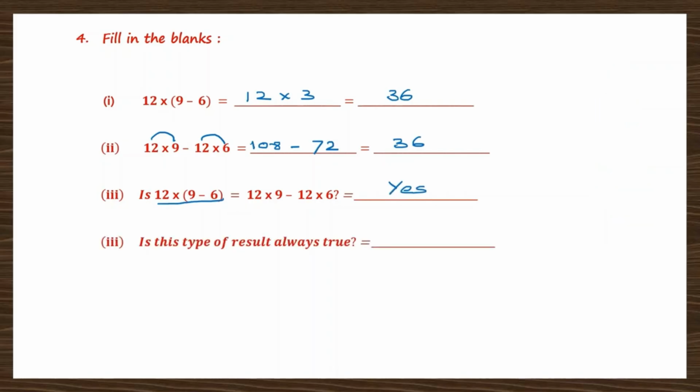Is this type of result always true? Yes, it is always true because here we have followed the distributive property. So this answer is also yes. Let's go on to the next one.